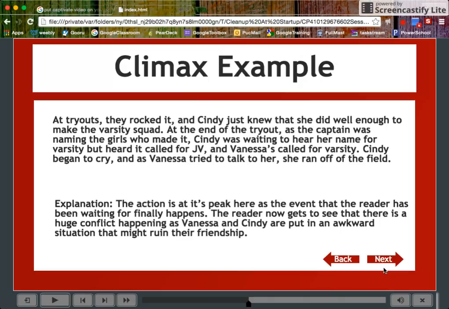Explanation. The action is at its peak here, as the event that the reader has been waiting for finally happens. The reader now gets to see that there is a huge conflict happening as Vanessa and Cindy are put in an awkward situation that might ruin their friendship.